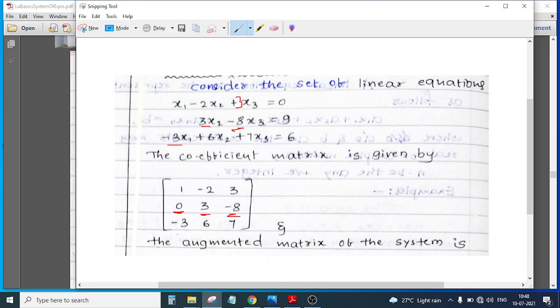So therefore we have written here minus 3. Here we have 6. So therefore we have written 6. And here we have 7. Therefore we have written here 7. Okay. Now this matrix, whatever you have written here, it consists of all the coefficients of your linear equations.